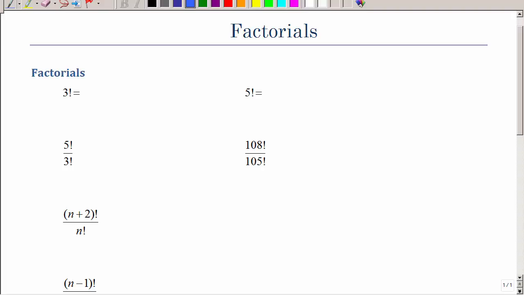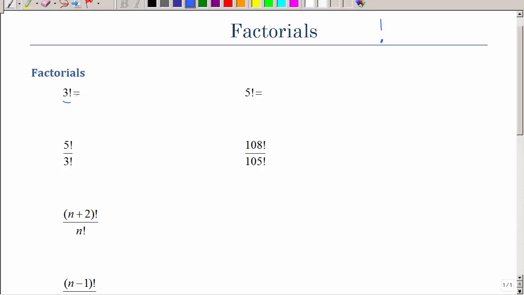Today we will be learning about factorials. For some of you this will be new, but for others just a review. A factorial symbol is the exclamation point in an English class, but a factorial symbol in a math class. What does 3 factorial equal to?